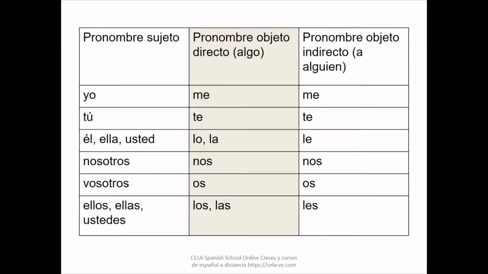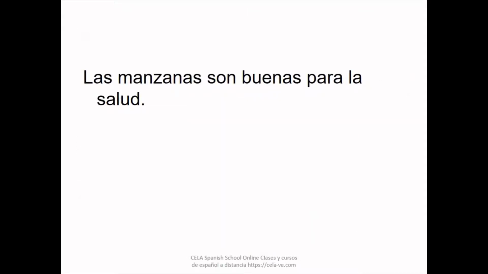As we are going step by step, in this class, we are going to deal only with the direct object. If you look at the table, the direct object pronouns are different in the third persons. We have lo, la, los, and las, and in the indirect object, we have le and les. The direct object often refers to a thing or a person who fulfills the function of a thing.